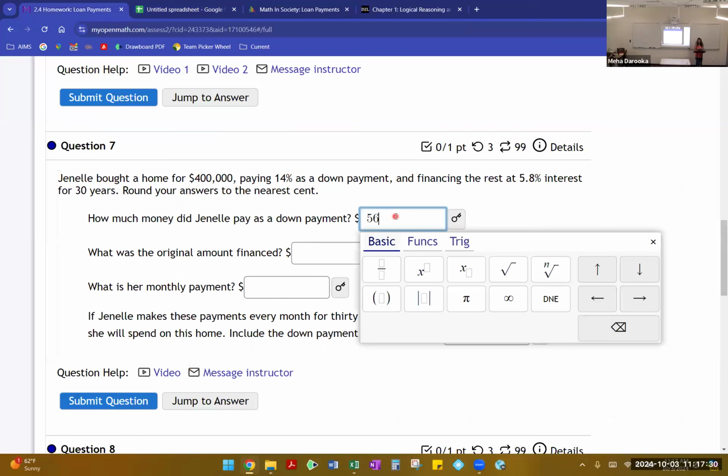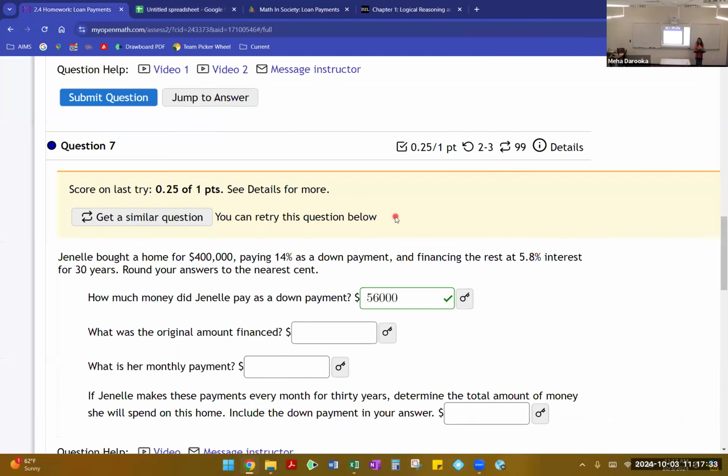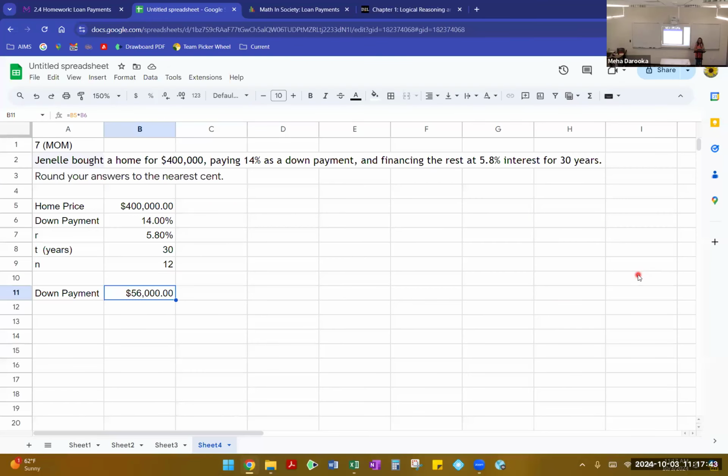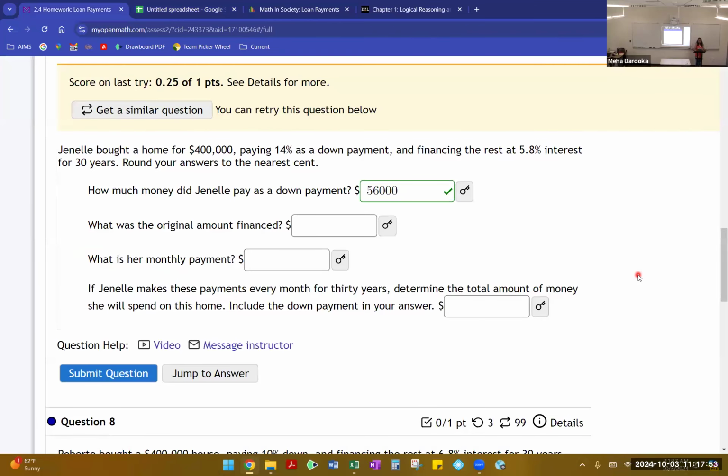So let's check that number. See, simple, right? 14% multiplied by the value of the home. Typically, I think the down payment can be just 1 or 2%, right? If I'm not mistaken, is what I've been told. I don't know. All right, so that's how you're doing that.